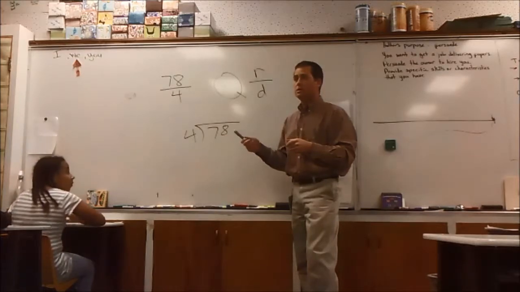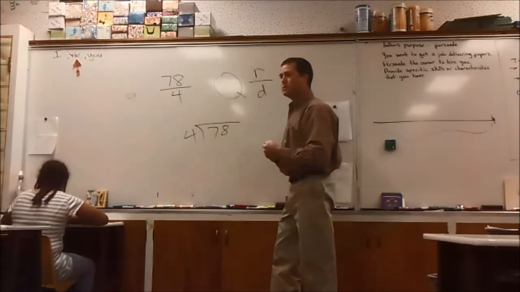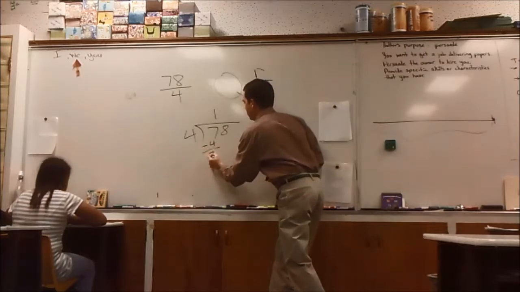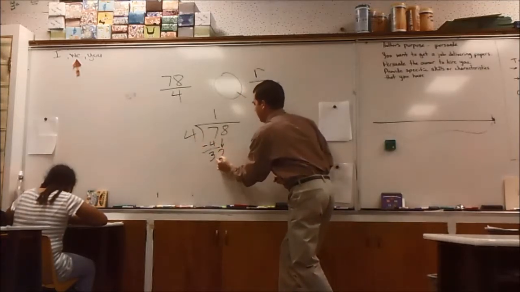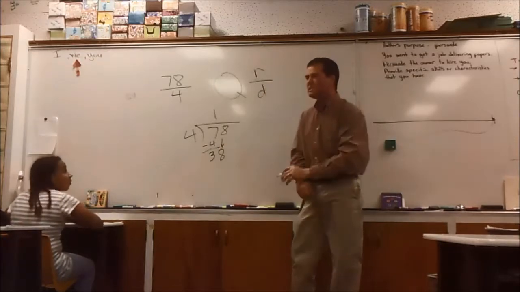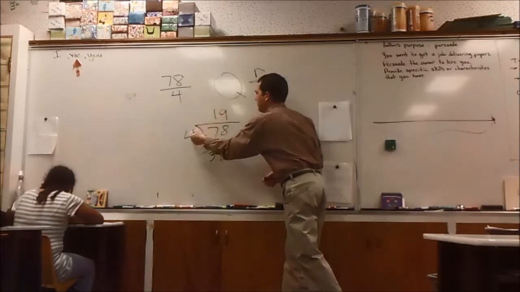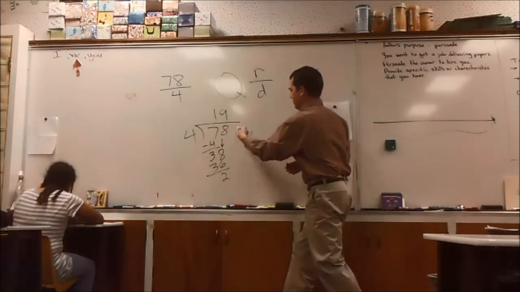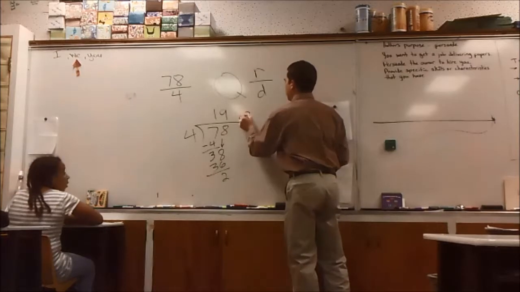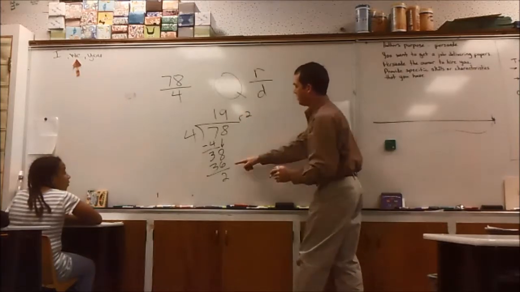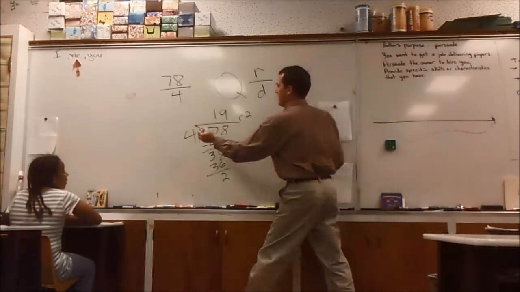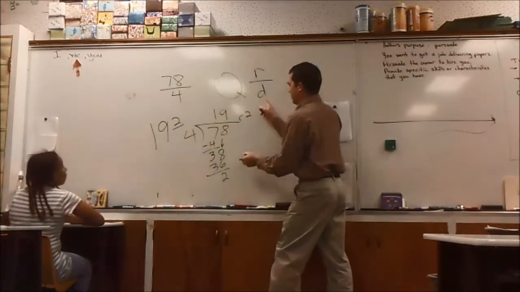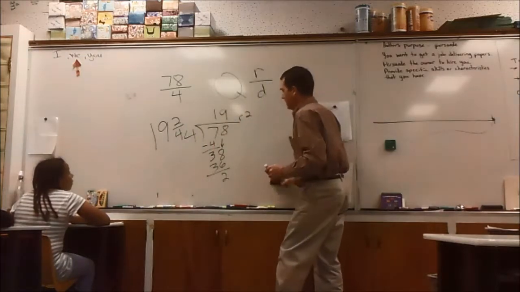Ready? Who wants to work this? Good, Nathaniel. Go for it. 4 times what's close to 7? 1. Multiply. Subtract. Compare. Bring down. 4 times what's close to 38? 9. What's 9 times 4? 36. Subtract. Compare. Bring down 2. Nothing. 2/4. Remainder 2, or we write it as 2/4. So the quotient is what? 19. The remainder is 2/4 or 2. The divisor is 4.